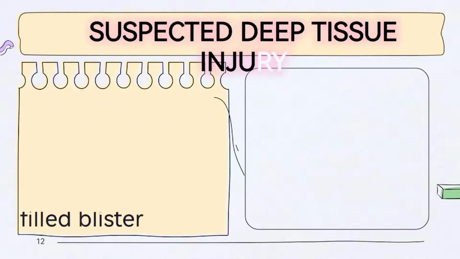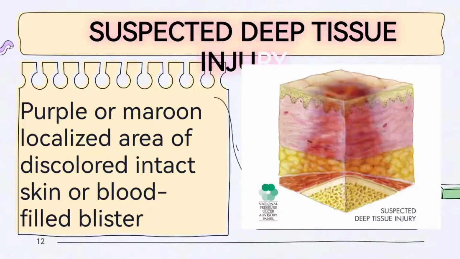Now next, we have the suspected deep tissue injury. So suspected deep tissue injury. Now I want you to take note of this. This is a purple or maroon localized area, again under bony prominence, intact skin. Intact skin. Now, again, on our stage 1, we have an intact skin, right? But that one is only redness. Now, redness, intact skin, that is stage 1. Purple or maroon, intact skin, that is deep tissue injury.